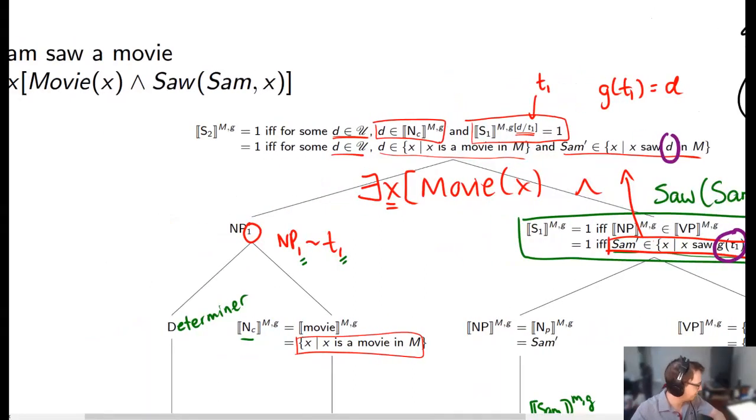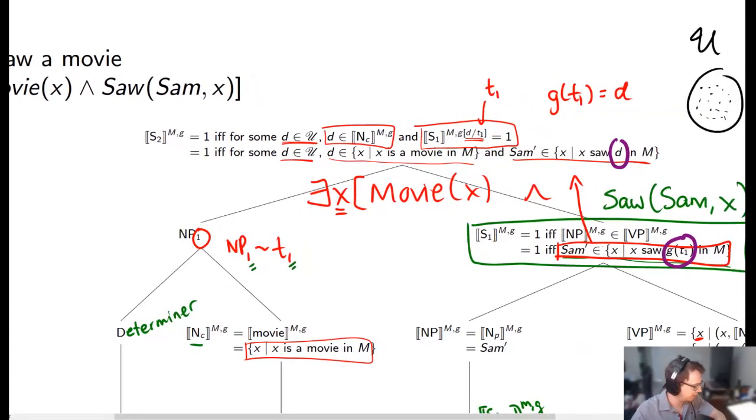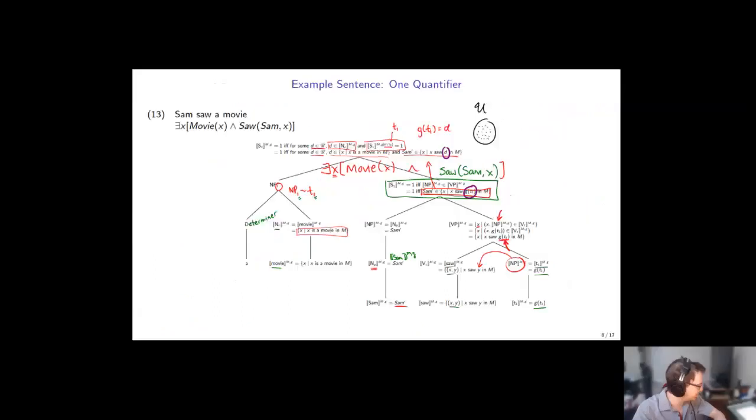Okay, so just to make, sorry, I'll zoom. That's way too far.